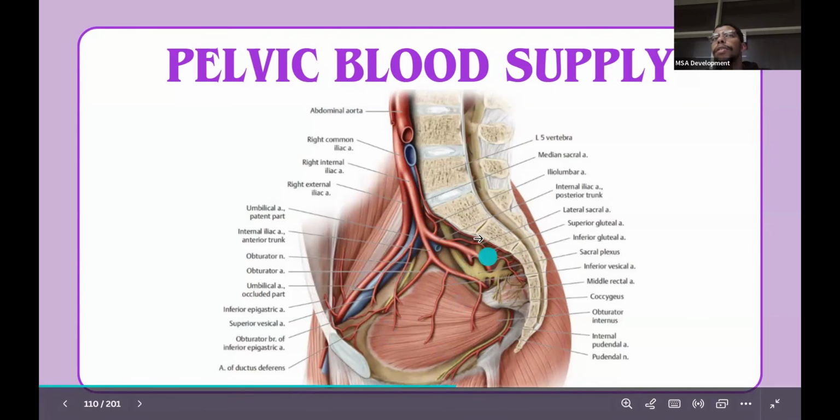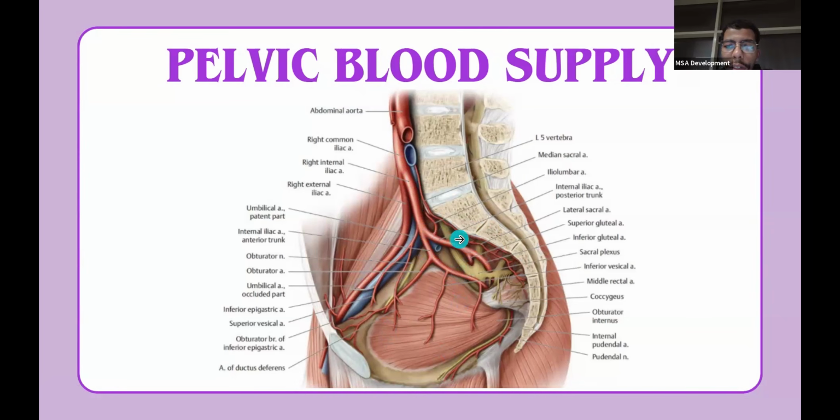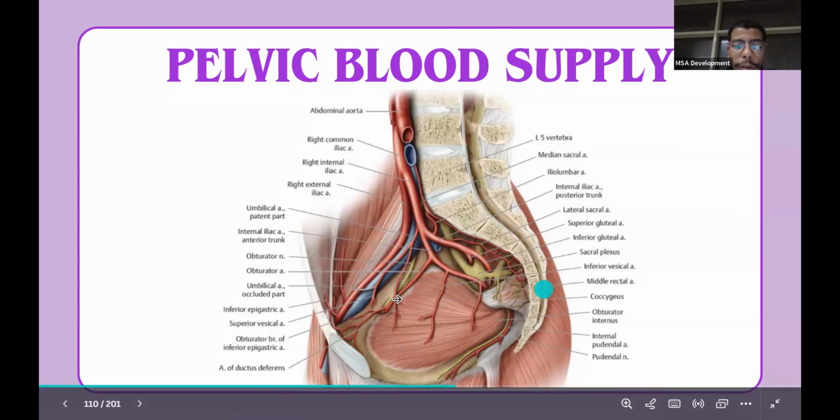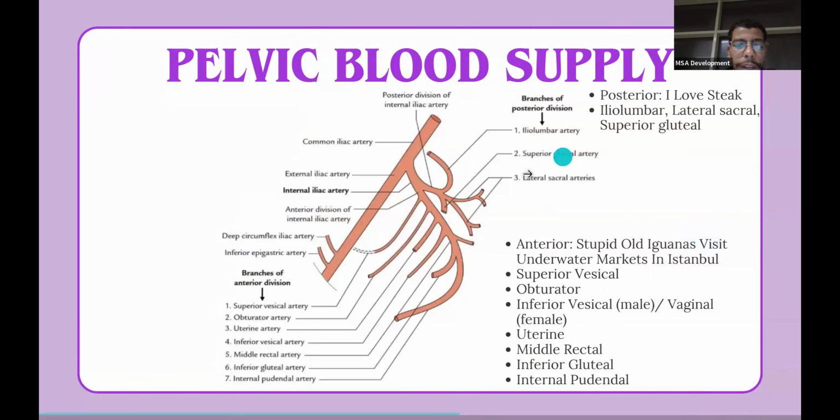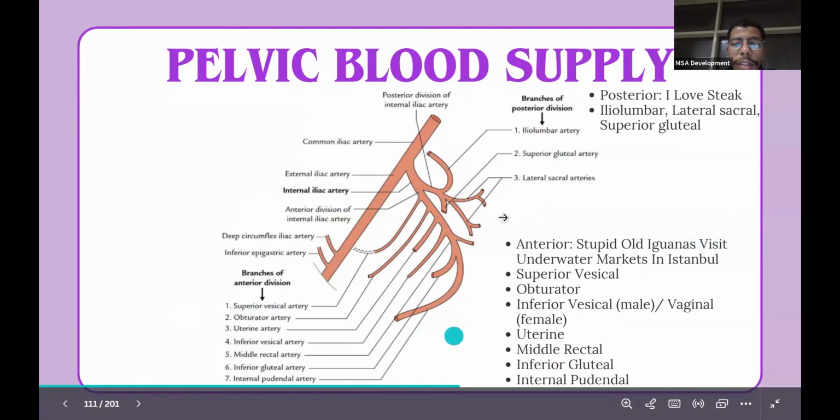Now, the posterior branch gives us three arteries, which are the iliolumbar, the lateral sacral, sorry, and the superior gluteal, and I love steak. Iliolumbar, lateral sacral, superior gluteal. I'll show you the mnemonics later. And then we have the anterior branch. The anterior branch gives us many arteries. I'll show you guys on a model, that's better to see. Can you guys see all of these arteries that come from the anterior branch?